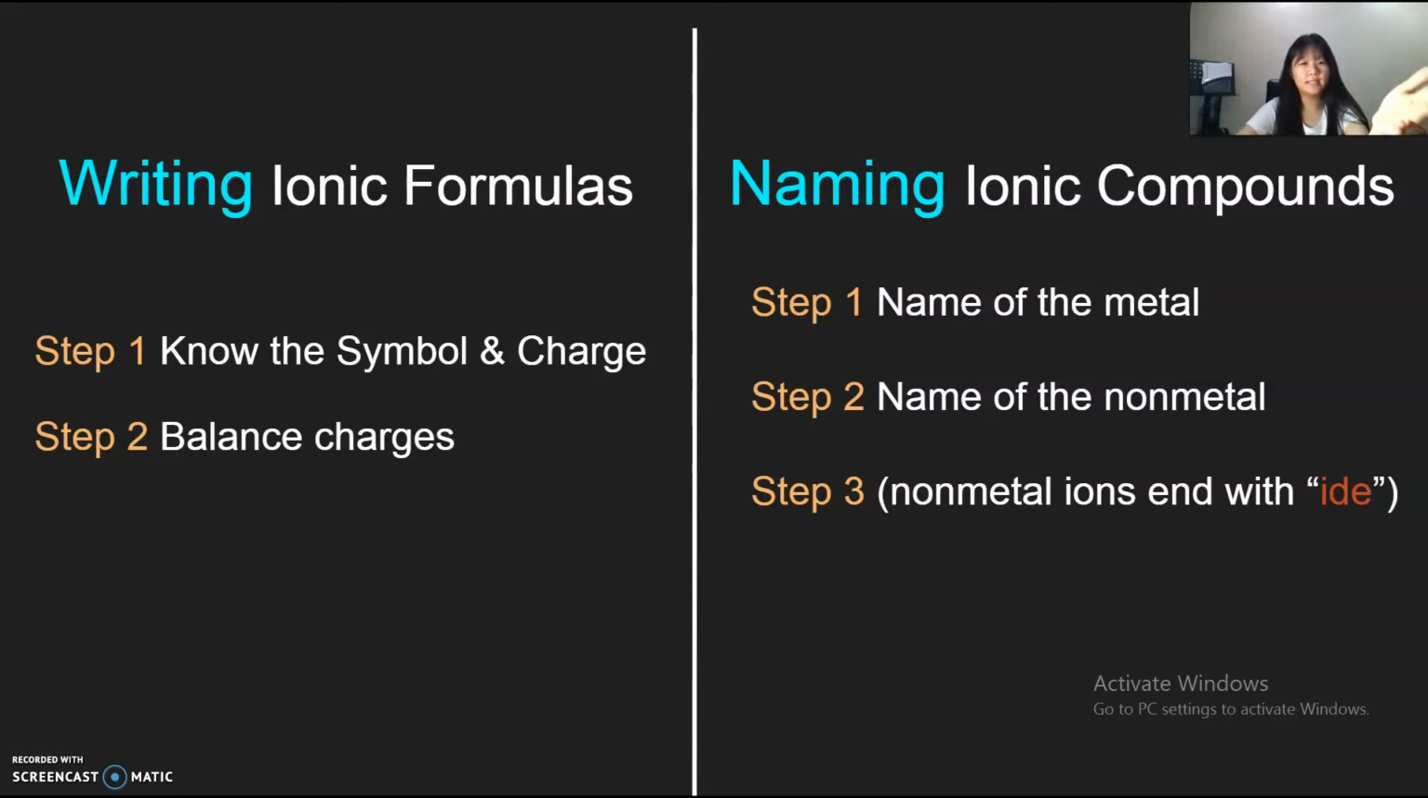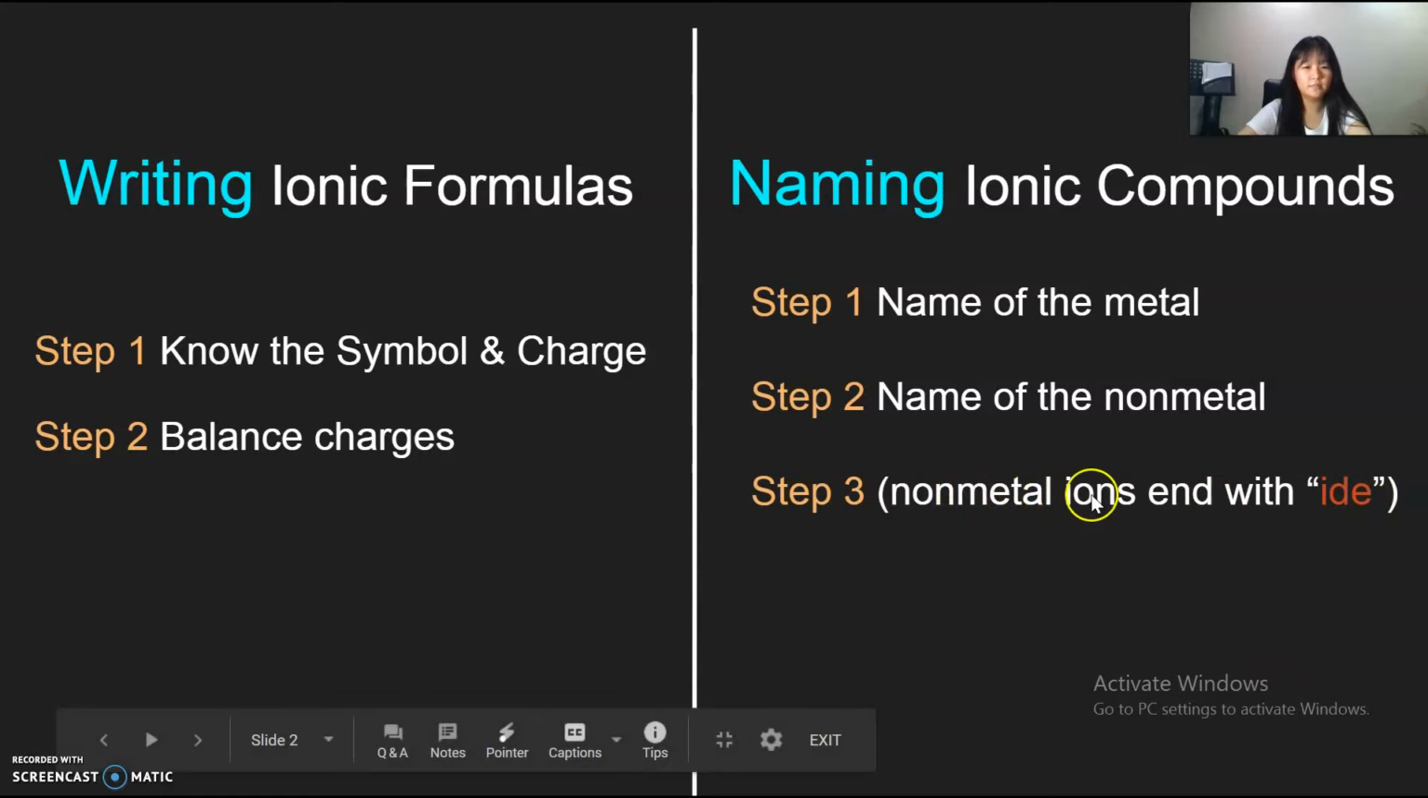On the other side, naming ionic compounds will be more simple as long as you have the name of the metal and the name of the non-metal. Also, always remember, for naming ionic compounds, we will always place -ide for all the non-metal ions.